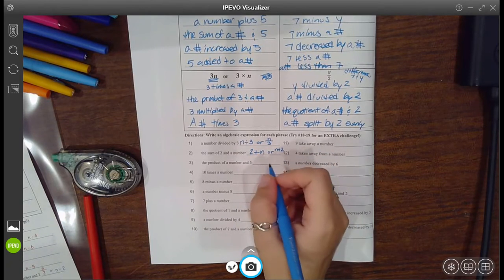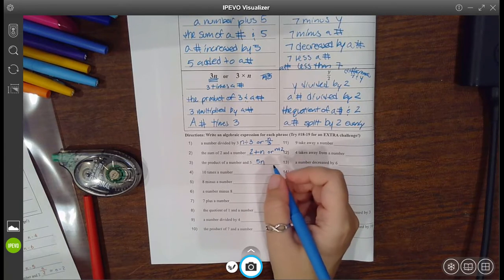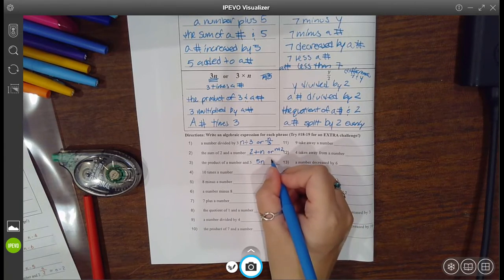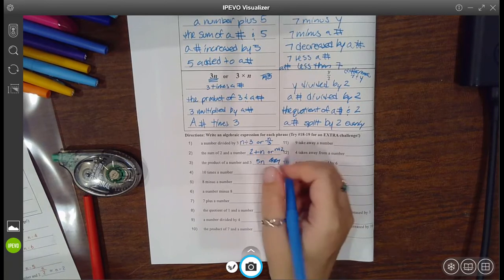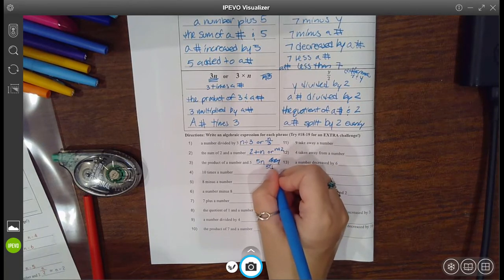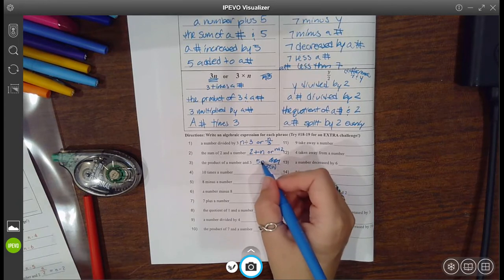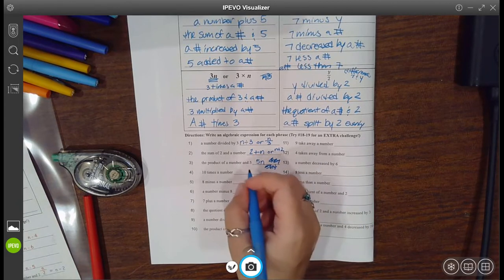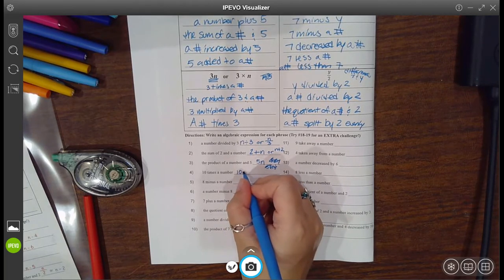The product, so multiply 5 times some unknown number. Okay, yes, you could say that, but we don't like this. Ew, gross. We don't want to do that. Like maybe we could do that with parentheses, but we don't even need the parentheses right now. Just write it as 5n. Okay, 10 times a number, and we don't know what that number is, so let's use a variable.